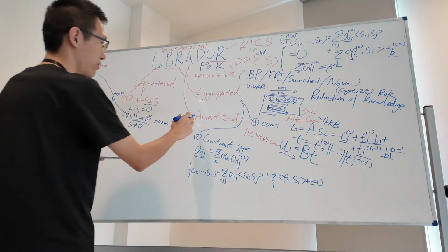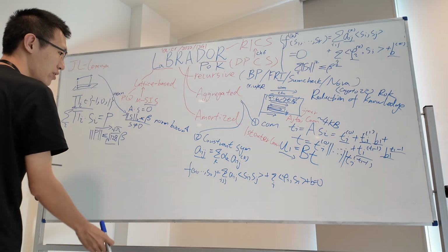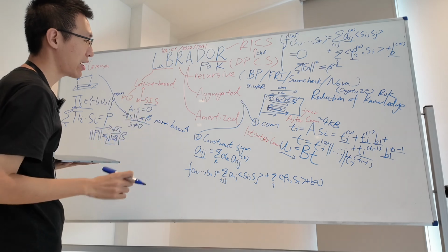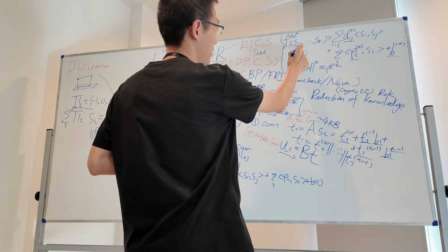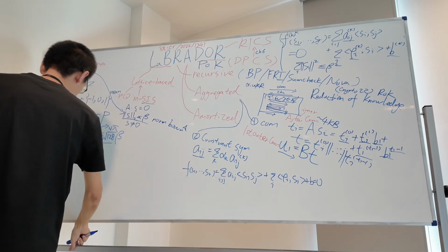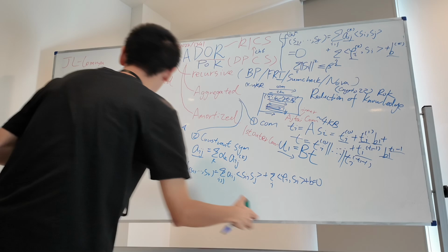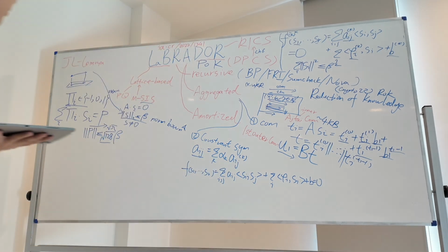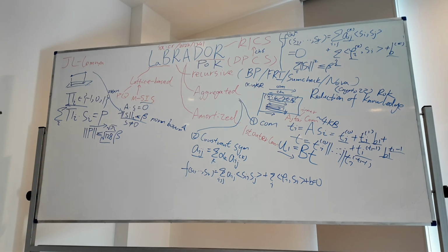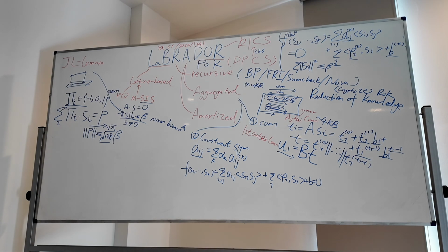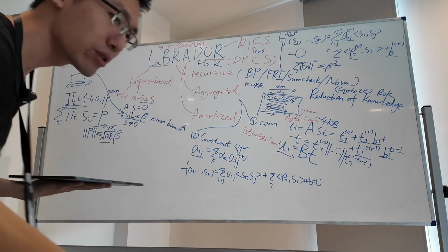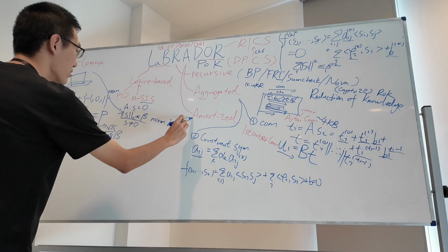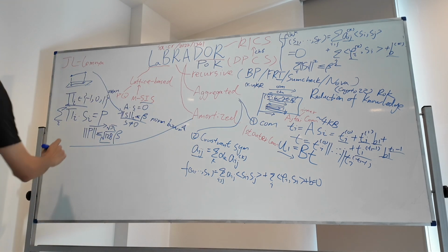And the last part will be this amortized part, which means we will amortize our workload into each of the witness vectors. It's the amortized part.